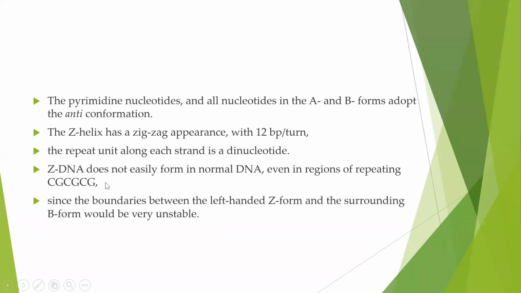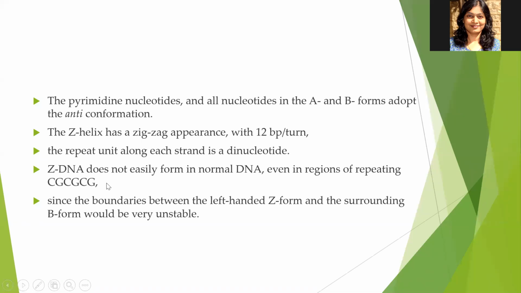In the beginning, I told you that this is adopted by synthetic double-stranded DNA. Though this kind of specific sequence is present in natural DNA, it does not take up this conformation. Why? Because the boundaries between the zDNA and the surrounding bDNA become quite unstable, which is why, though this specific sequence is present in natural DNA, it does not take up the zDNA conformation. Overall, it exists in either the more stable bDNA conformation or, under unusual conditions, the aDNA conformation, but not the zDNA conformation.